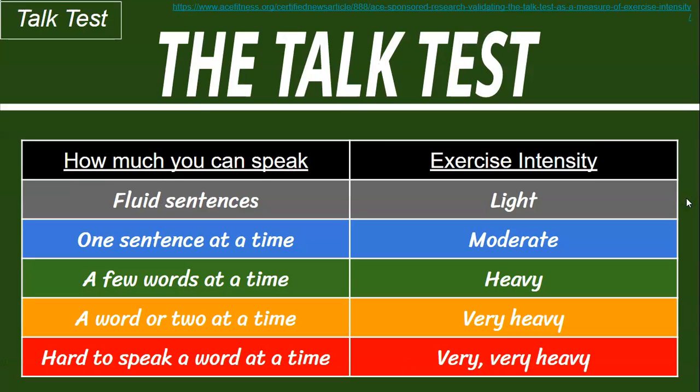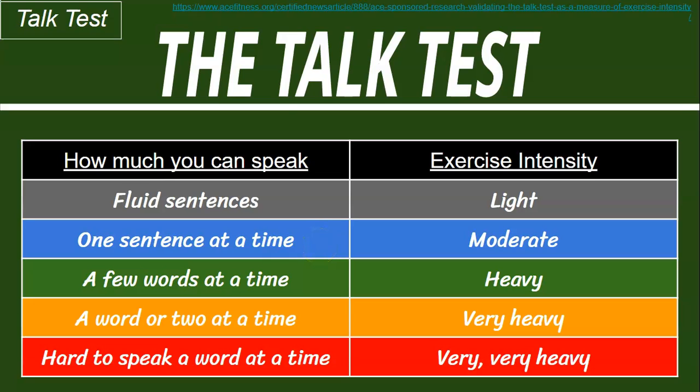Finally, we have our talk test. So our talk test is going to go from light to moderate, heavy, very heavy, to very, very heavy. And again, that very, very heavy is going to be your max effort. Light is not going to feel like anything at all, and that would be something that you could sustain for hours at a time. So when we're talking about the talk test during the gray zone, you're going to be able to speak in fluid sentences.